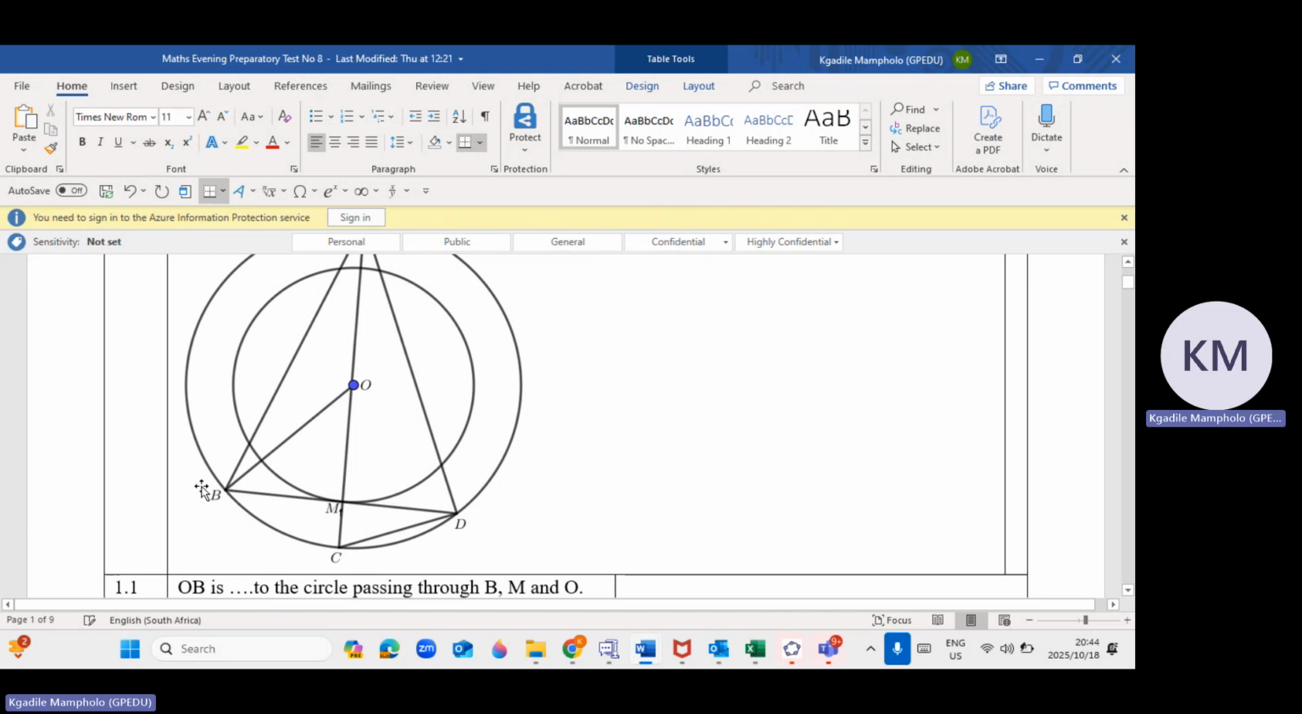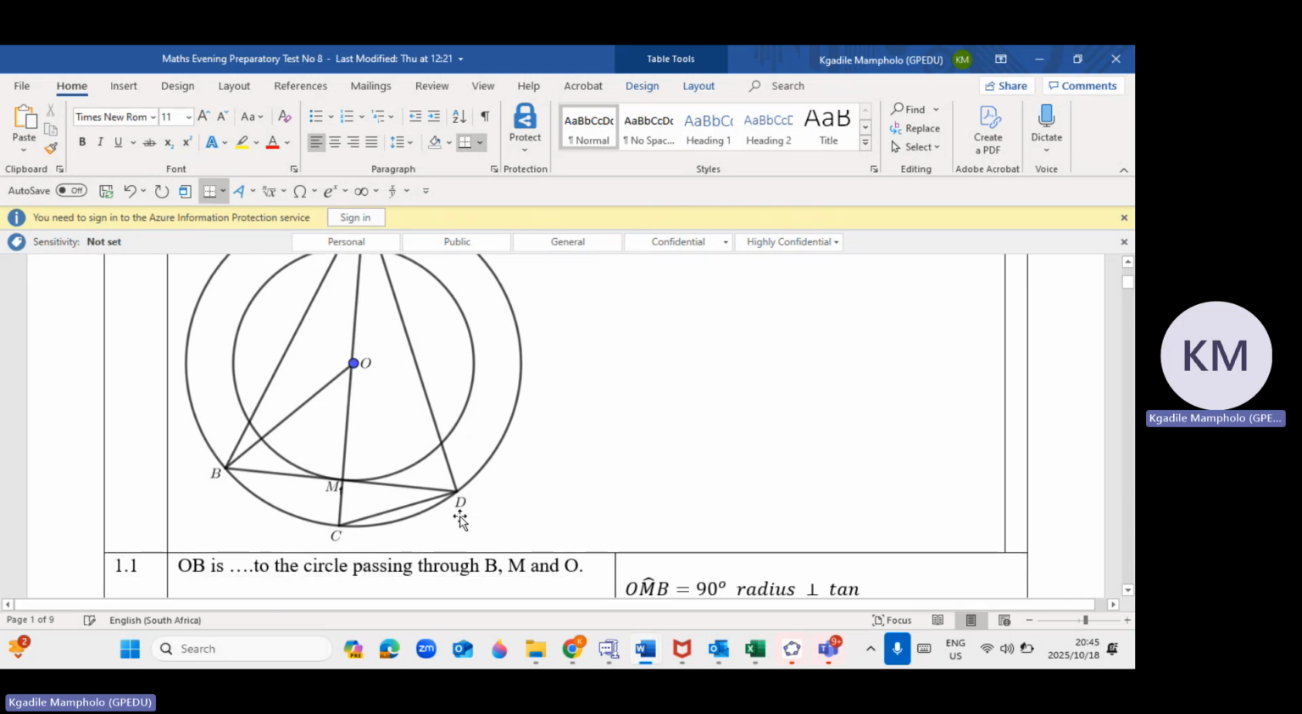And the very MD is the chord to the larger circle. And we know that a perpendicular line drawn from the center of a circle to the chord bisects the chord. So then we say BM equals MD, they both equal 9 units. So your reason, you say perpendicular from center to chord.